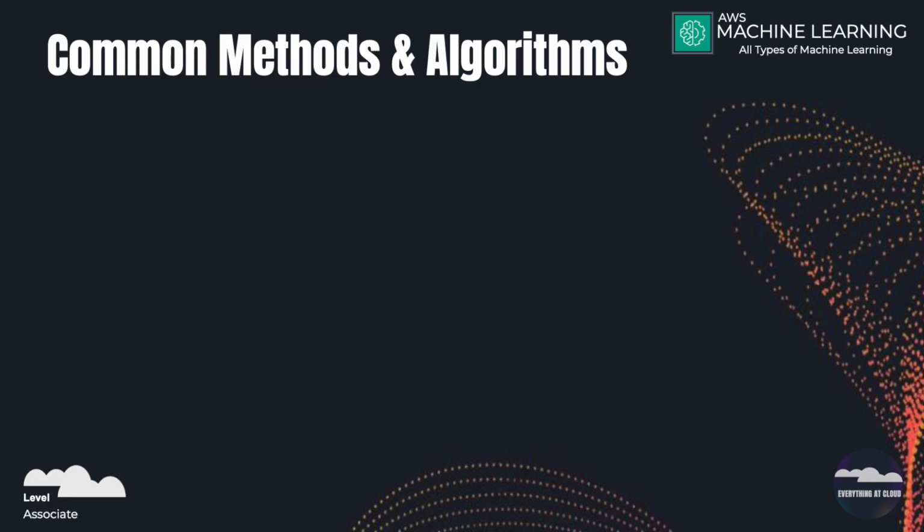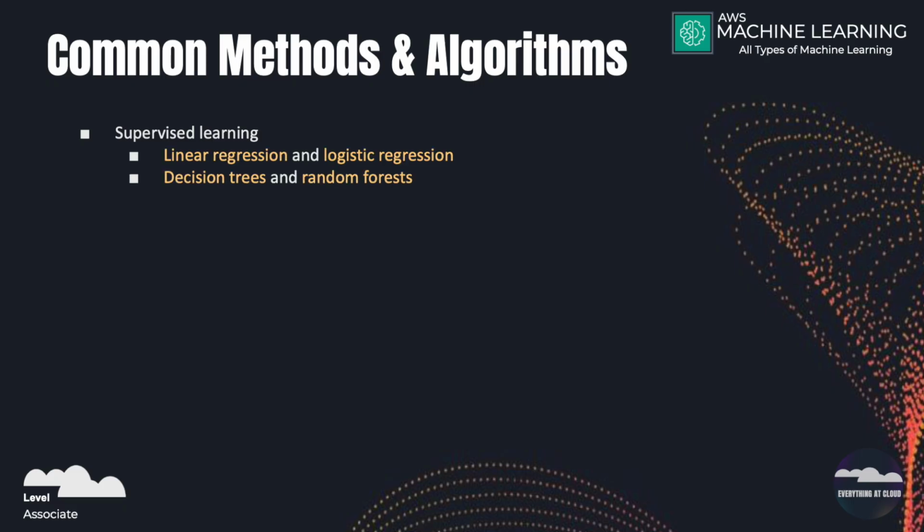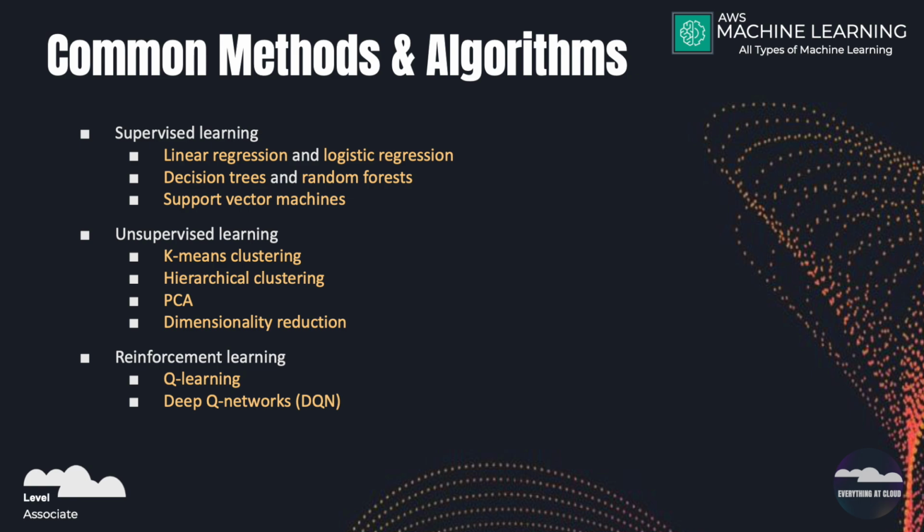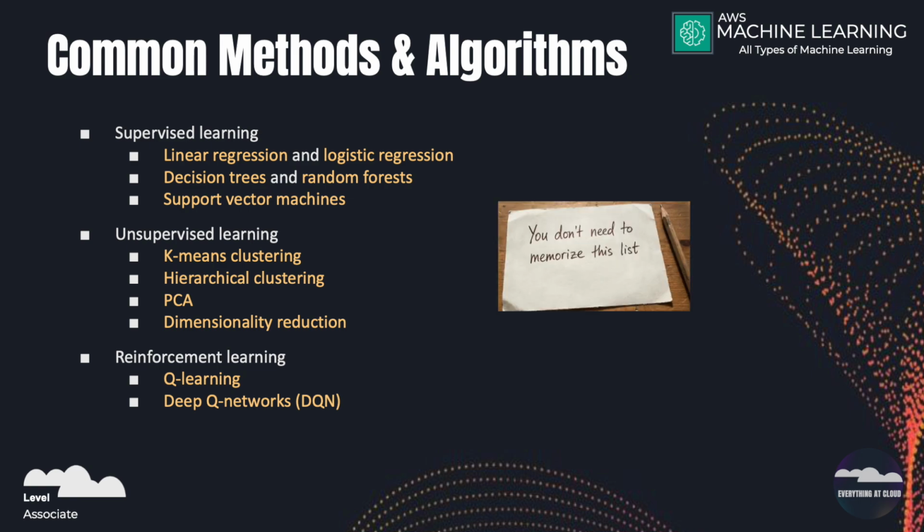So let's run through a few names you'll hear all the time for each of these machine learning types. Here are some common methods you'll hear in each category. For supervised learning: linear regression and logistic regression, decision trees and random forest, and support vector machines. For unsupervised learning: k-means clustering, hierarchical clustering, and PCA. And for reinforcement learning: Q-learning and deep Q networks. Now, you don't need to memorize this list.